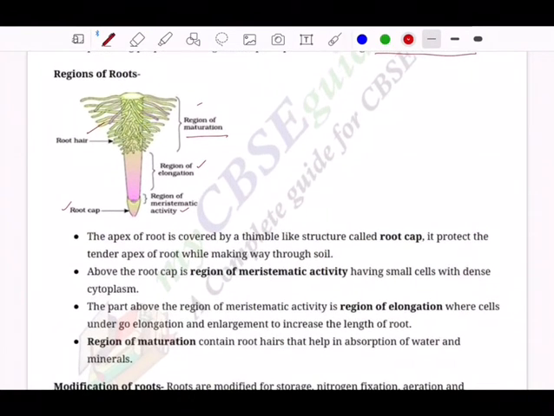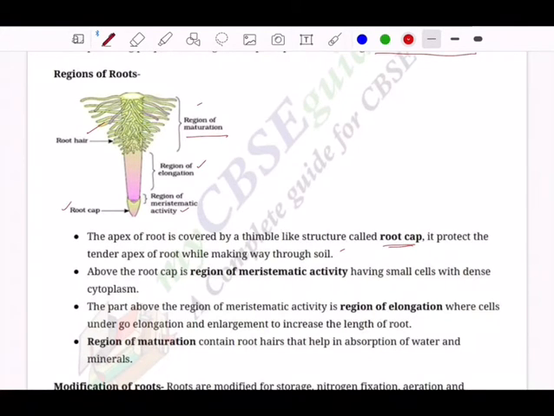See, the apex of the root is covered by a thimble-like structure called root cap. It protects the tender apex of the root while making way through soil. You know, soil contains a lot of pebbles, stones, and is very, very hard. And that hardness is to be broken. And who is breaking it? The meristematic tissue. So there may be damage. To protect that, the root cap is there.